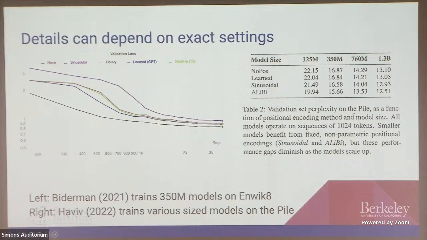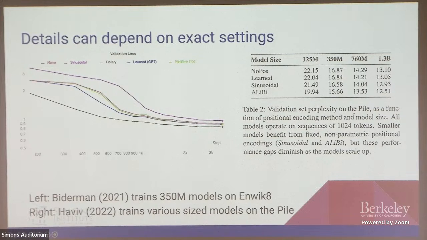So on the left, you have some experiments that I ran in 2021. On the right, you have a table from a 2022 paper. This is about comparing different positional embeddings. But what I want to draw your attention to is the red line, which is no positional embedding. And I was really, really surprised when I ran this to find that it outperformed the sinusoidal, the original transformer positional embeddings, and was on par with learned and with T5 style relative positional embeddings.